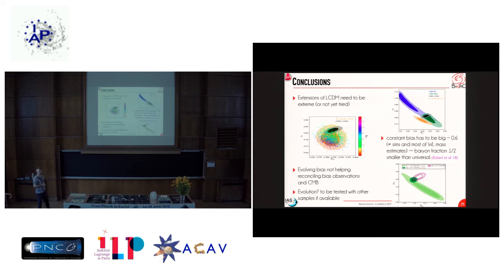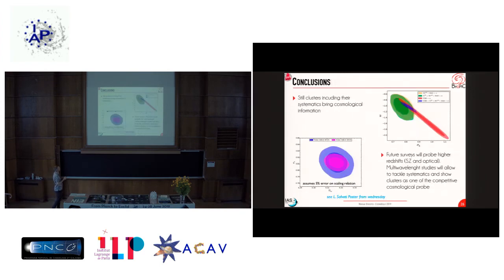As I said, the constant bias has to be quite big, 0.6, which is kind of at odds with simulations and most of the weak lensing mass estimates, and also with the baryon fraction, which is half of the one that you have universally. A bias evolving with time and with redshift or mass doesn't help at all in reducing the tension. What we have to do now is to test this evolution with other samples, going for example to higher redshift with SPT or ACT or the next generation of experiments. Still, we can put strong constraints using the combination of CMB and clusters. This is the case, for example, for w.